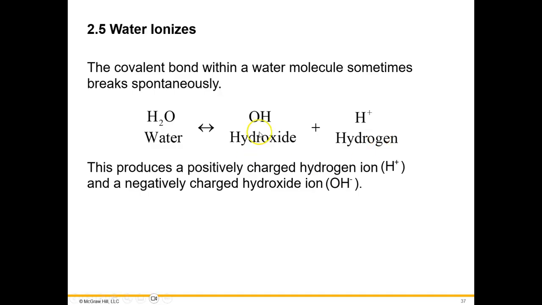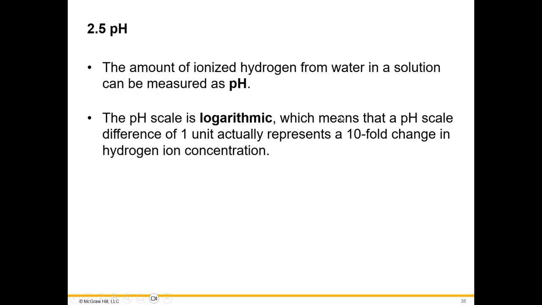You will need to know those, so you should know when H2O breaks apart spontaneously what we get. A negatively charged hydroxide ion and a positively charged hydrogen ion. The amount of ionized hydrogen from water in a solution can be measured as pH. So I feel like we've all heard pH a lot. We know that that's a scale of acidity, but what we're actually measuring is the amount of those positively charged hydrogen ions. That's why it's the pH scale.